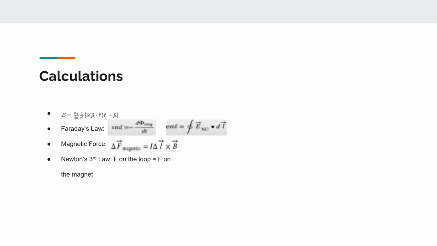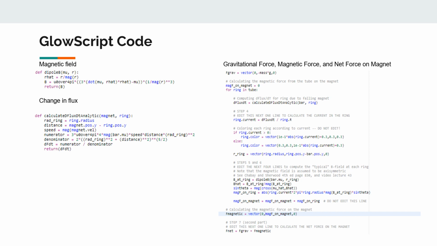The calculations that were performed using the computational model were the magnetic field of a dipole using Biot-Savart's law, Faraday's law, the magnetic force, and using Newton's third law, the force on the loop being equivalent to the force on the magnet. You can see the GlowScript code.